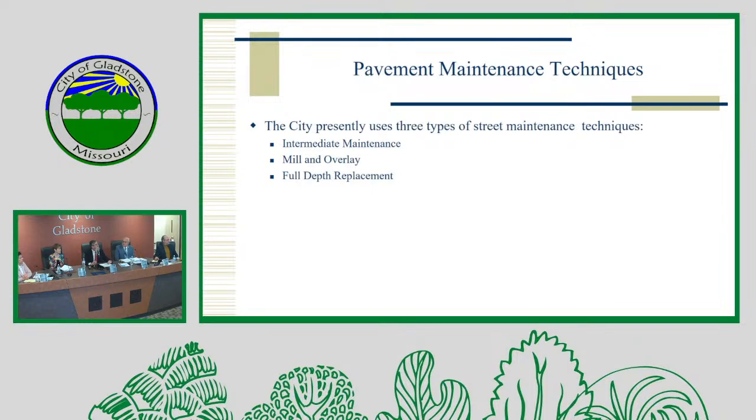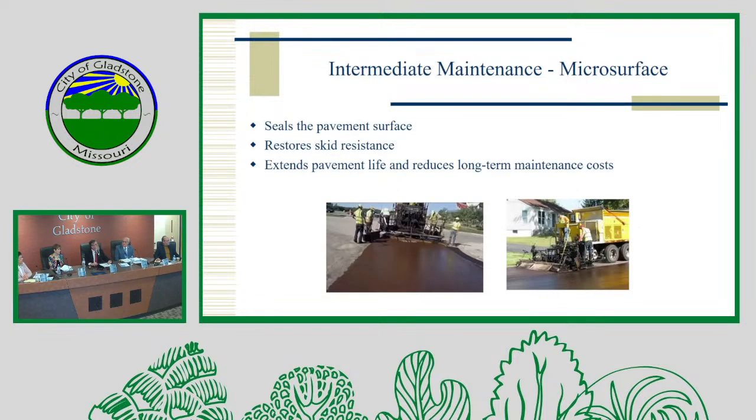The City of Gladstone primarily uses 3 maintenance techniques: intermediate maintenance, mill and overlay, and full depth replacement. Intermediate maintenance is basically a real thin seal coat that goes over the asphalt. It seals the surface. It's typically used on pavements that are in pretty good physical condition. And one of the other benefits of it is it restores skid resistance.